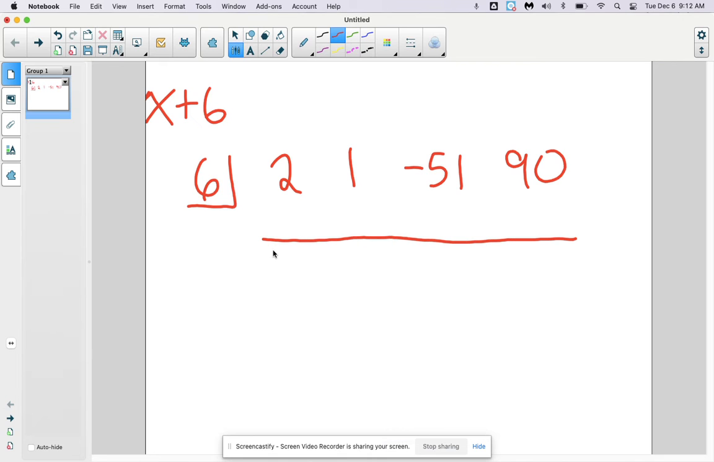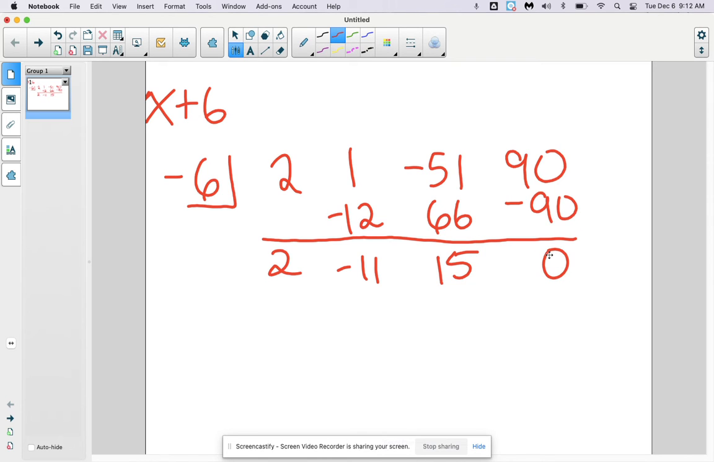And as we always do, bringing down our first number. We're going to multiply. And then we're going to add. Then we're going to multiply. And then we're going to add. And then we're going to multiply. And then we're going to add. And we confirm our result that -6 is a root / x-intercept by seeing our remainder of 0 here.